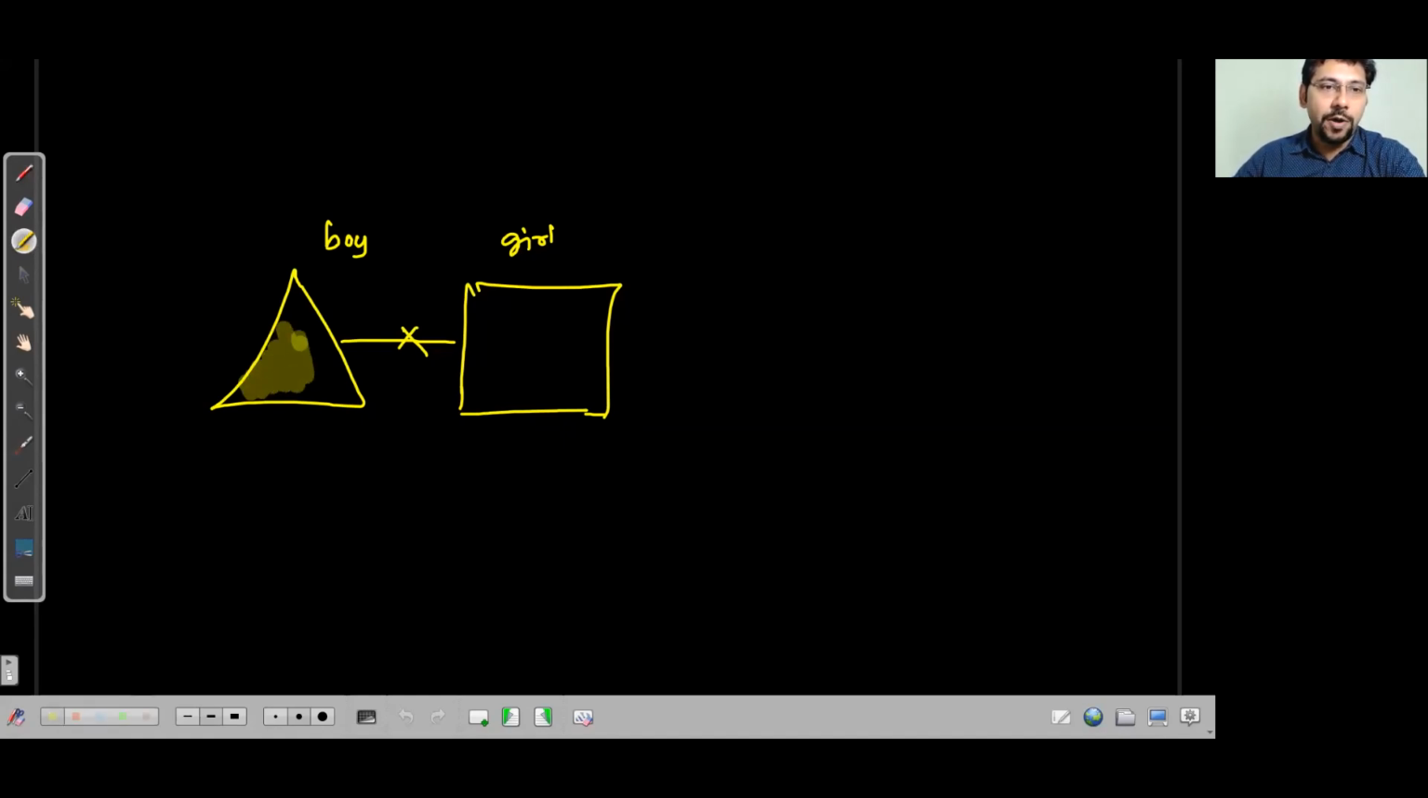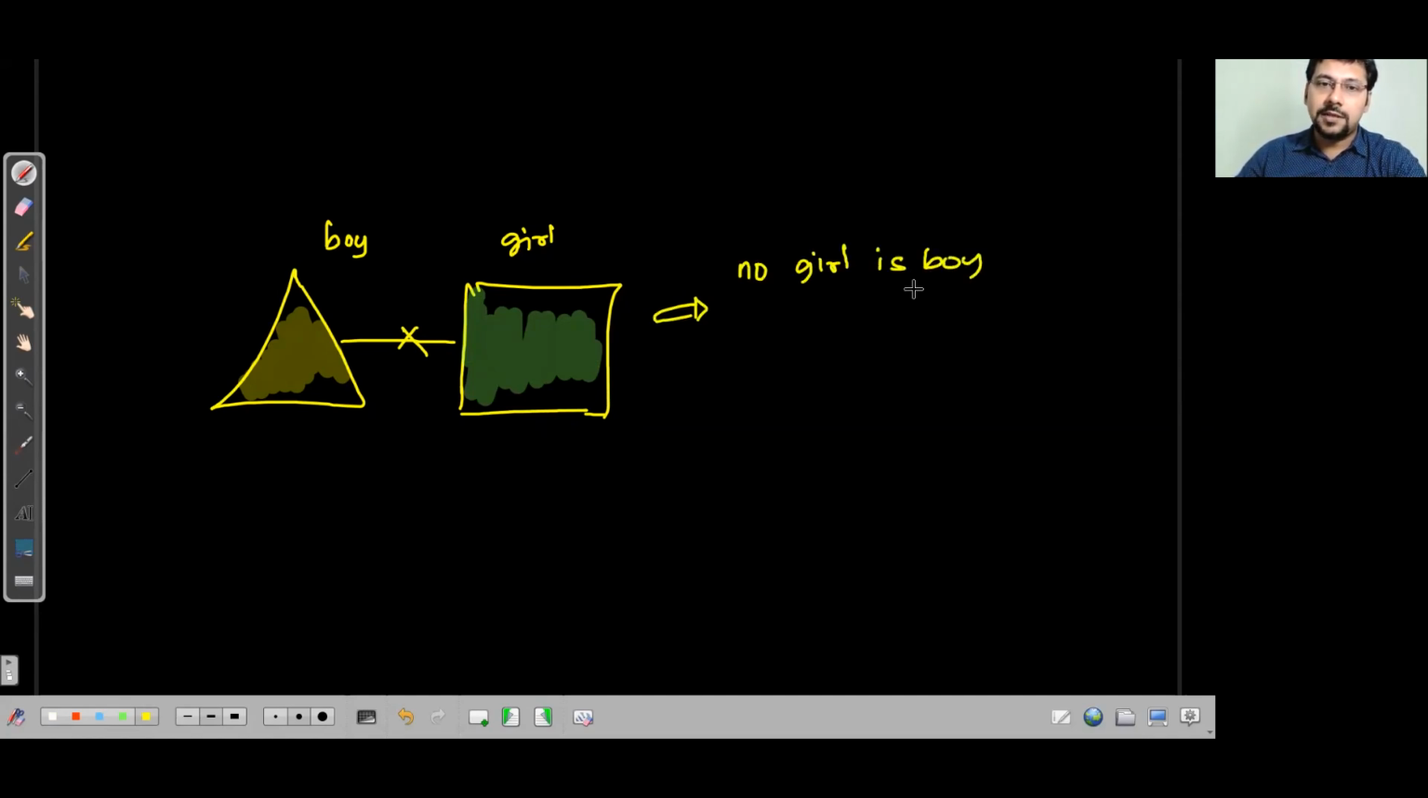So there is a set of boys which is not going to intersect a set of girls, and if I represent them by this, it's easy to understand immediately, without any inference, without any mediate conclusion or any mediating term of any other statement. I can immediately say three things. First, I can immediately say no girl is boy, because then the set of girls also doesn't intersect boys.